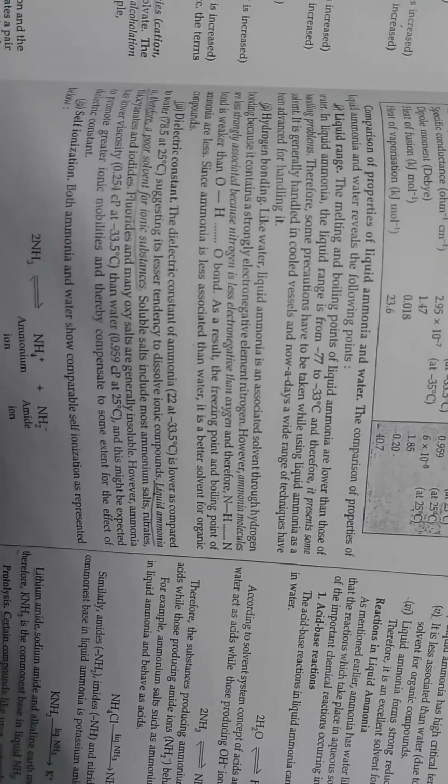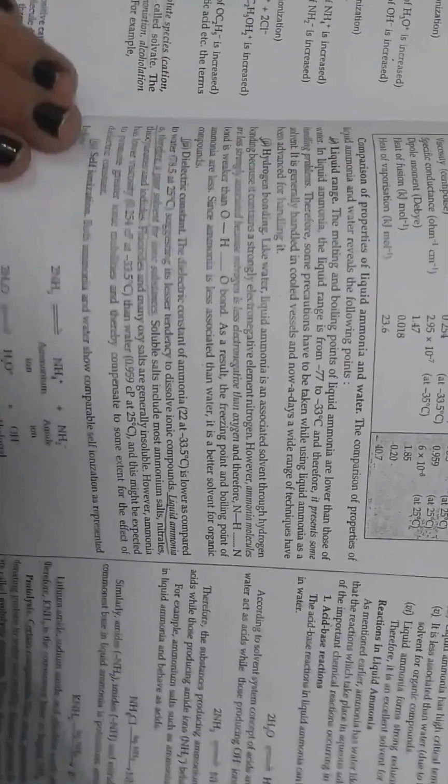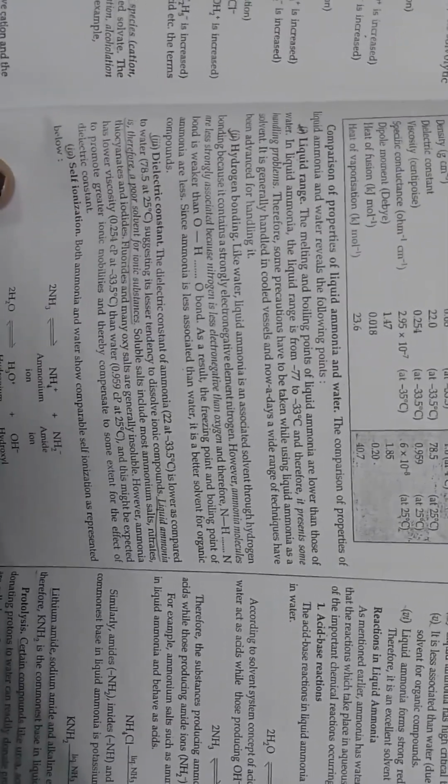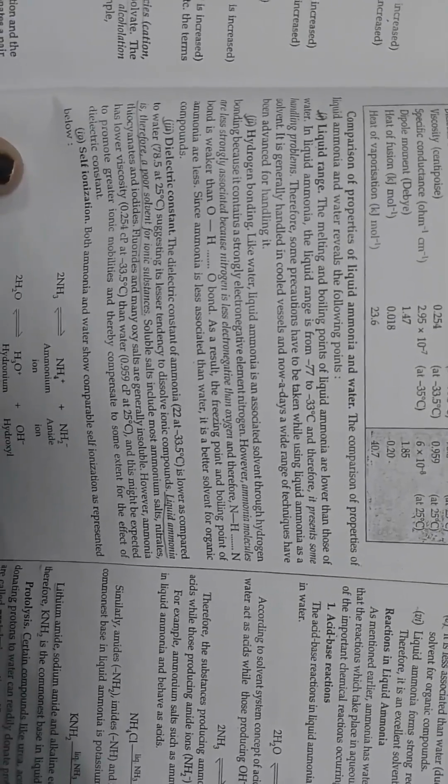Comparison of properties of liquid ammonia and water. The comparison reveals the following points. Liquid range. The melting and boiling points of liquid ammonia are lower than those of water. In liquid ammonia, the liquid range is from -77 to -33 degrees Celsius. Therefore, it presents some handling problems, and some precautions have to be taken while using liquid ammonia as a solvent. It is generally handled in cooled vessels, and nowadays a wide range of techniques have been advanced for handling it.